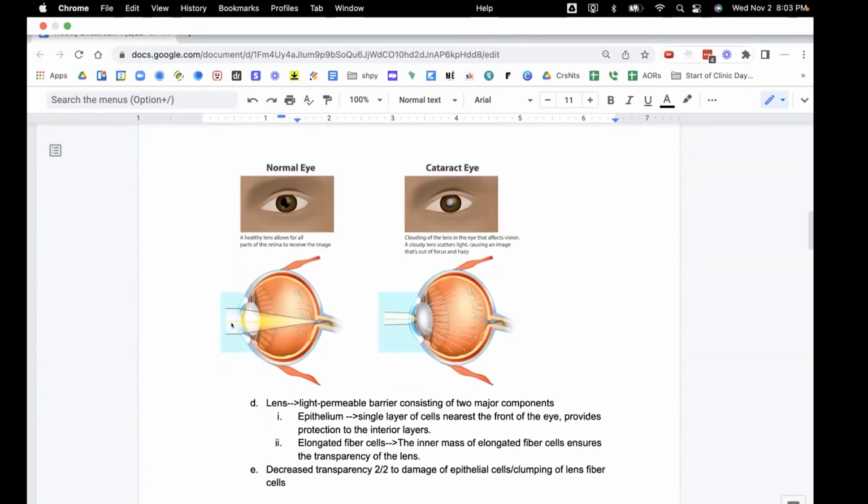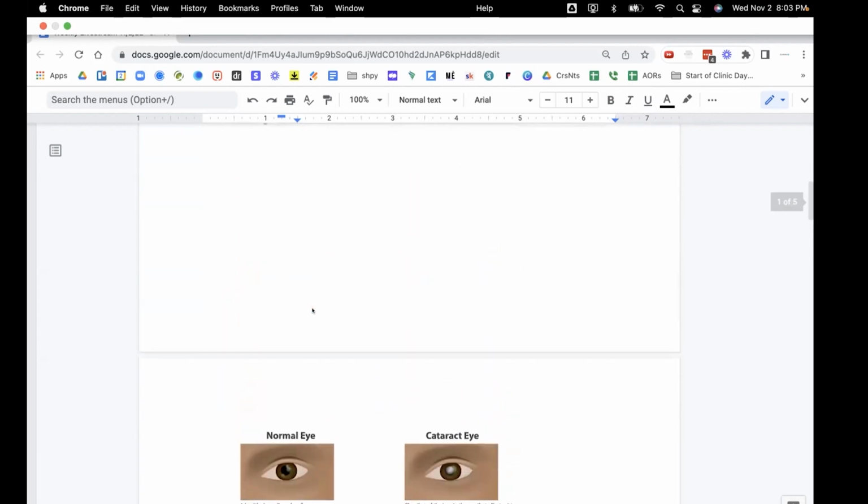It's important because light travels through the lens and it is refracted, that is, light rays are bent so that they go into the retina, which is this layer of cells.